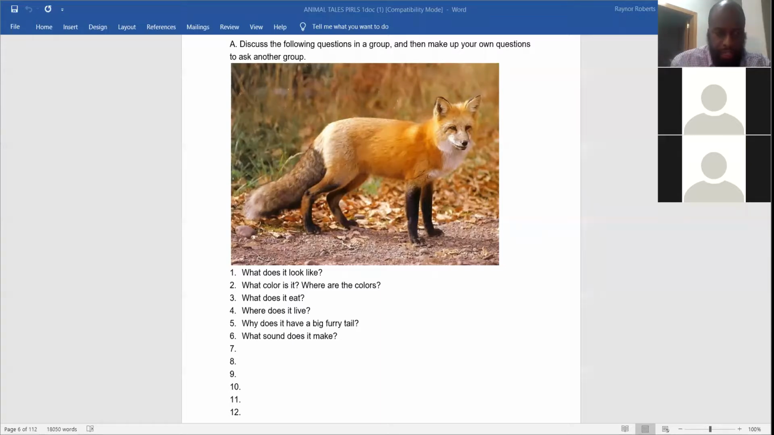So I can see a fox. So you see what I wrote? I can see a fox. I can see leaves. All right. I can see a forest. Yep, foxes live in the forest.